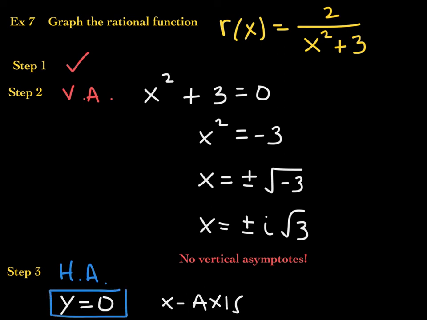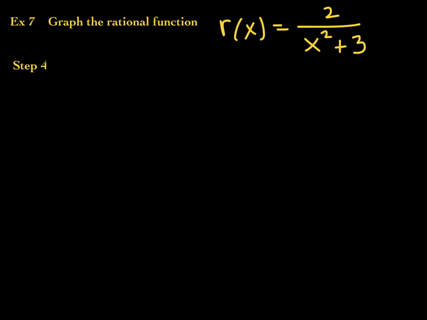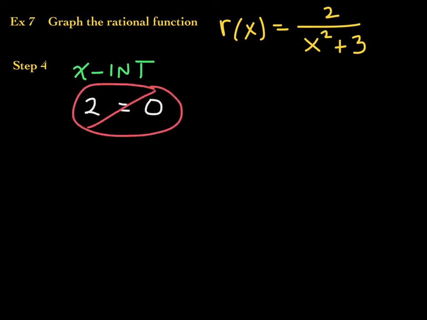All right, let's go find the intercepts. To find the x-intercepts, all we need to do is take the numerator, set it equal to 0, and solve. But the numerator is just 2 is equal to 0. There's no solving that. This is a contradiction. So this means there are no x-intercepts.